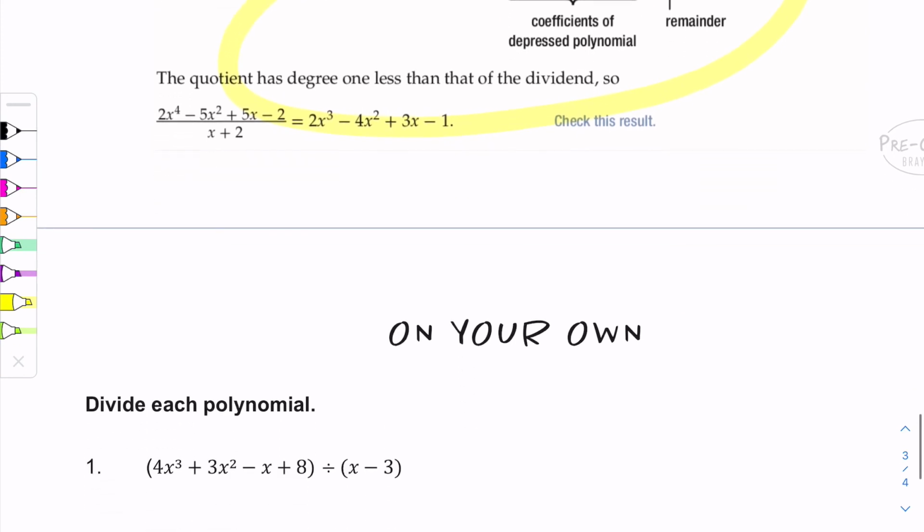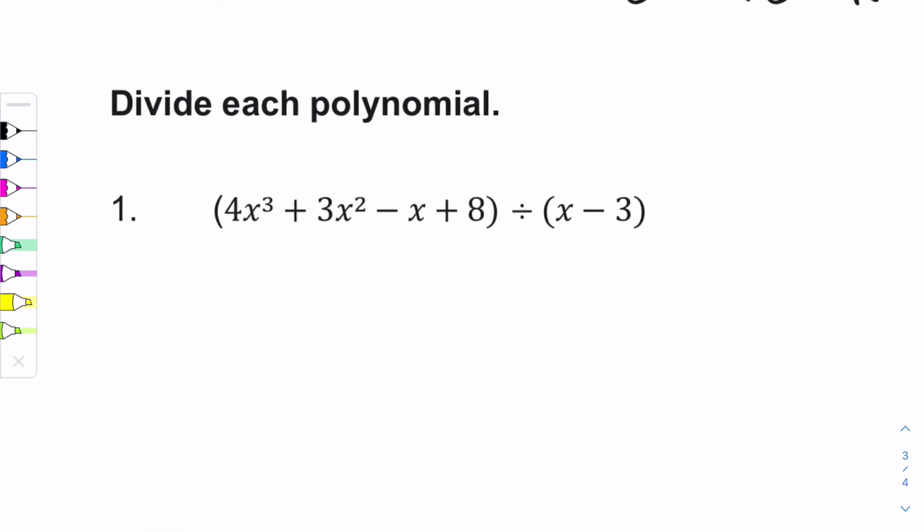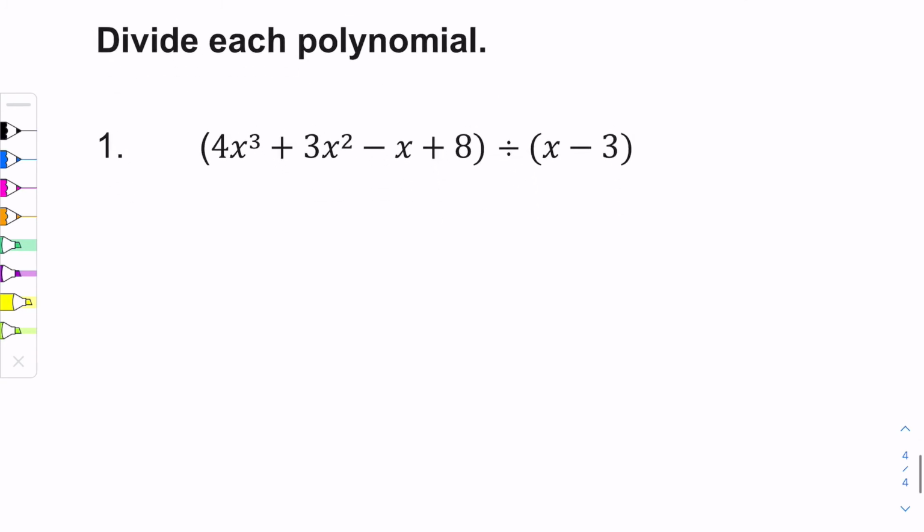All right, I'm going to do one more in the on your own section using synthetic division, just so I can show you what a remainder is going to look like. But then the rest of them, you can just go on to my website, find the note sheet, the completed note sheet, and check your answers on there. So let's do number 1 using synthetic division.